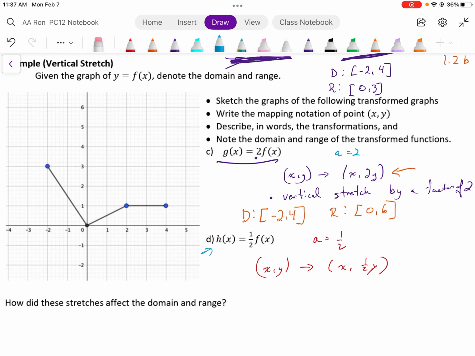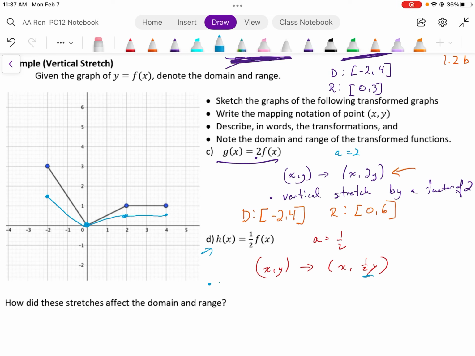And I'm just going to rewrite D as a separate graph. So if I take point -2, 3, I have to multiply the y value by a half. And that turns into -2, 3/2. 0, 0 changes to 0, 0. 2, 1, well, remember, I'm just multiplying my y value by a half, becomes 2, 1/2. 4, 1 becomes 4, 1/2. And now what we see is this. It's almost like we squished this down, didn't it?